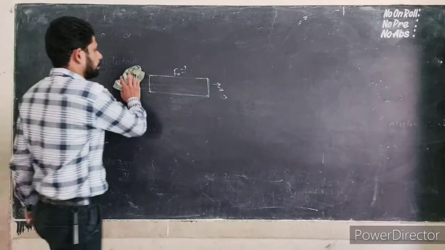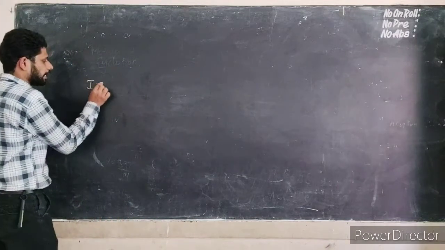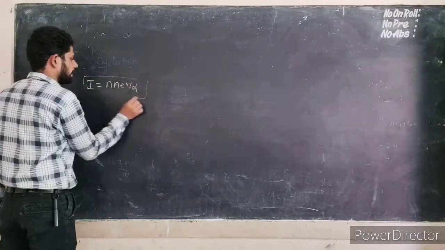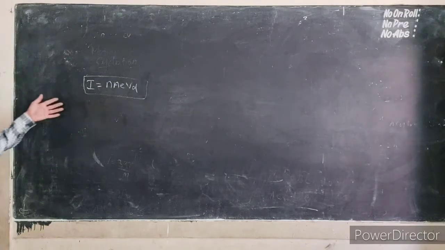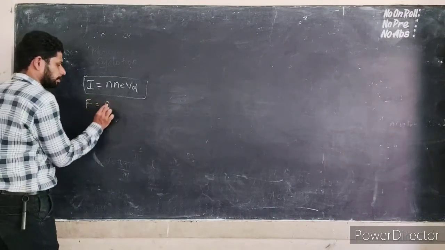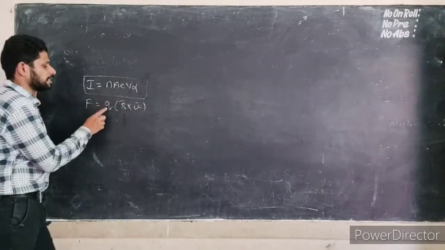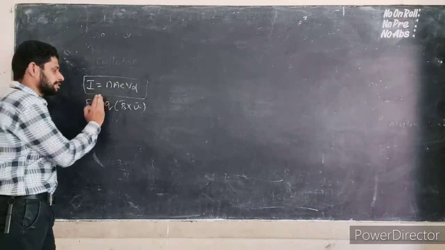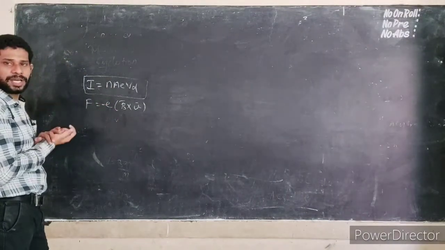We know the relation between current and the drift velocity: I equal to n A e vd. What is the force exerted by the magnetic field? F will be equal to q v cross B. Here, what is the charged particle that moves in the current? It is nothing but the electron.